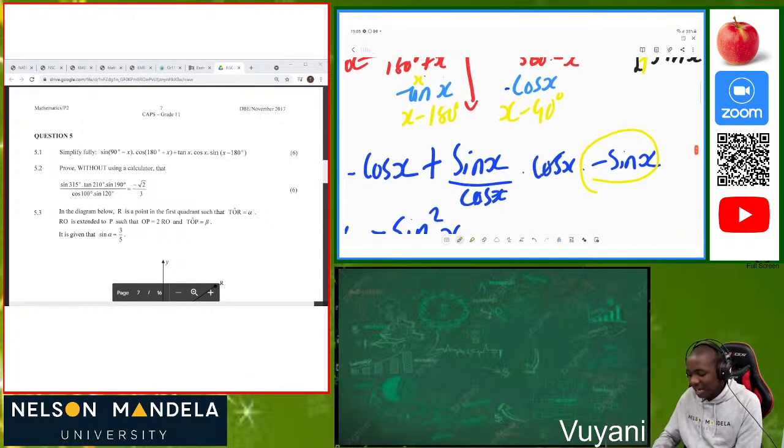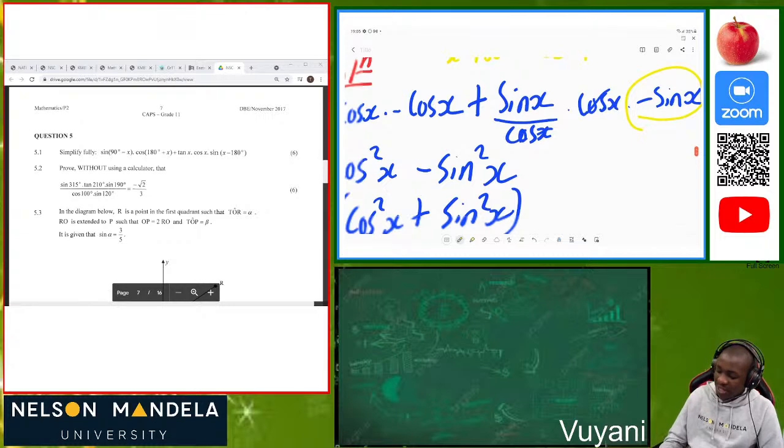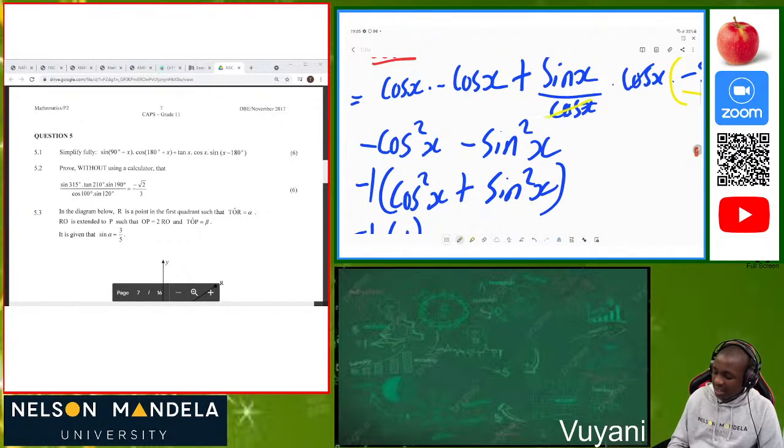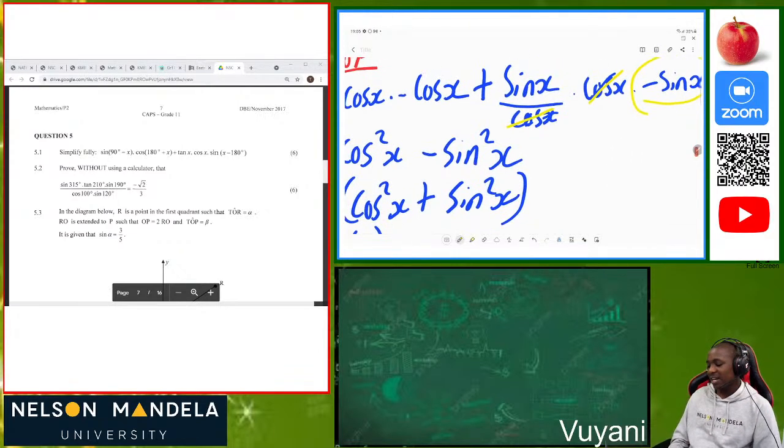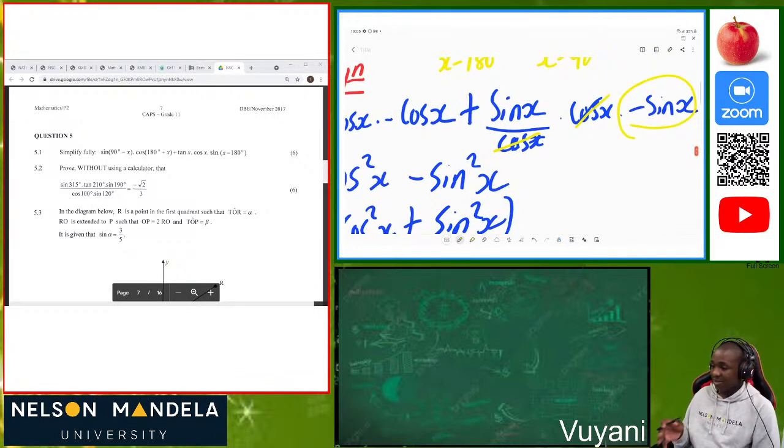Then coming back to what we have here, we know that this and this will cross and cancel each other because they are like terms. It's a matter of x divided by x. We know that we cancel these two out because they are the same, they are like terms. Then we have our negative sine x that side. So when we say sine x times sine x, we have our negative sine squared of x.